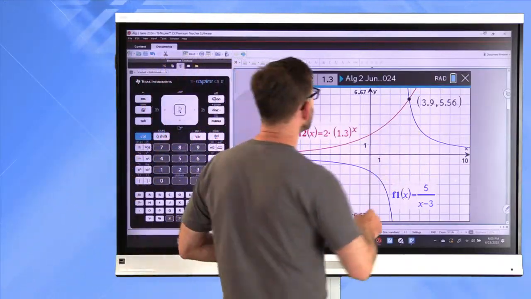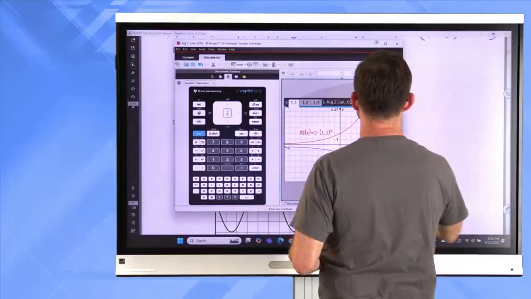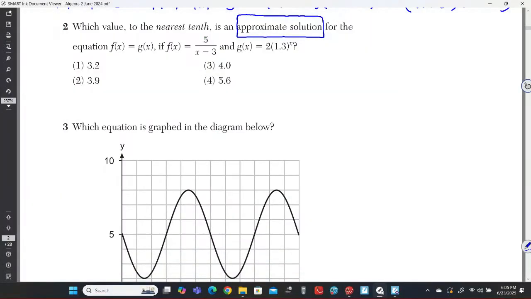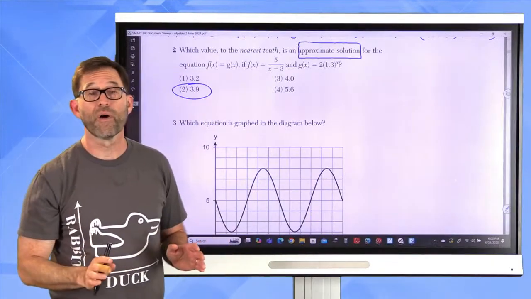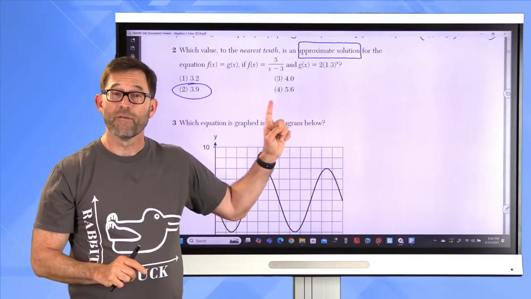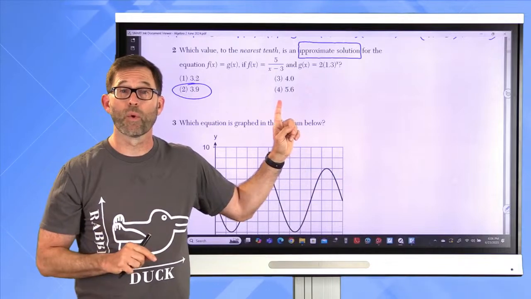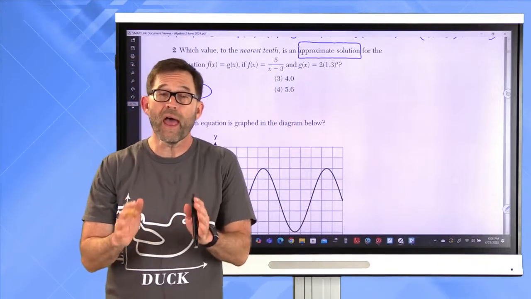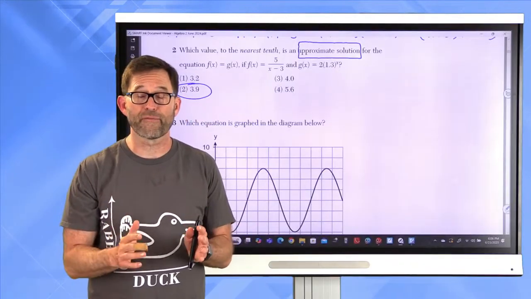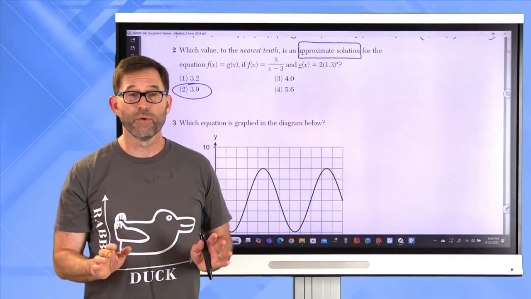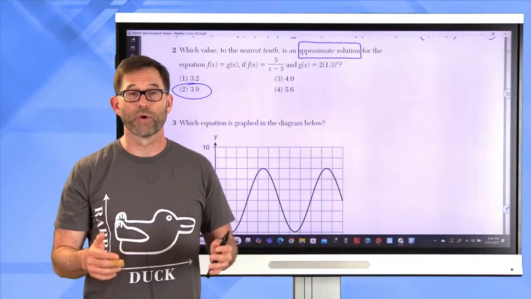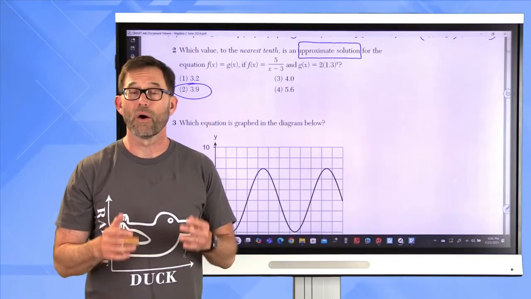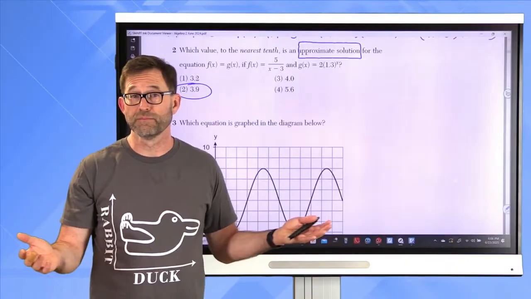All right, let me just kind of minimize that and put it away. And we have 3.9. Now, I do want to point out, before we move on to the third problem, that 5.6, which was the y-coordinate, is one of the choices. And that's particularly dangerous, right? But whenever you solve an equation graphically, what you are always doing is looking for the x-coordinate of intersection. All right? Always, always, always, because you're solving for x.